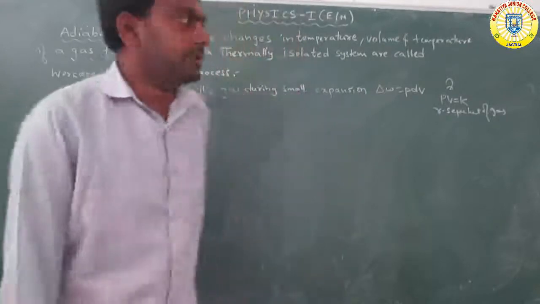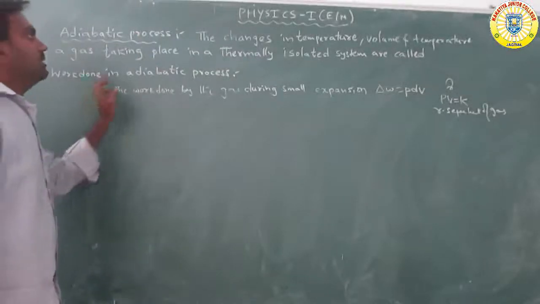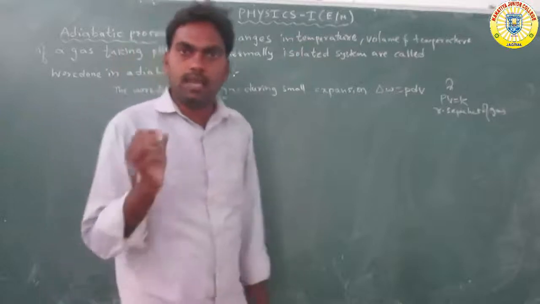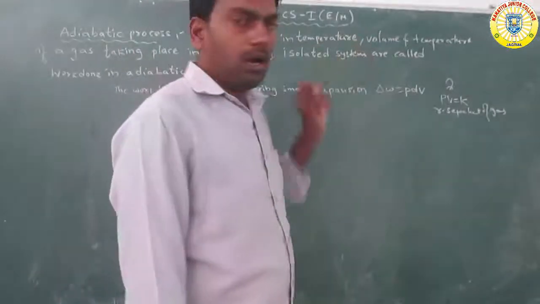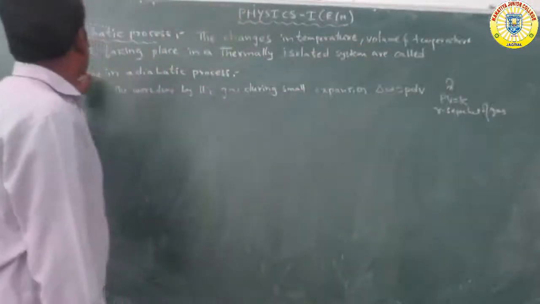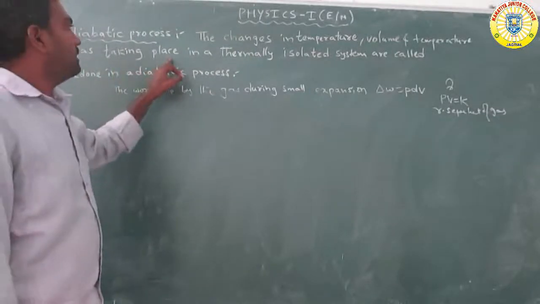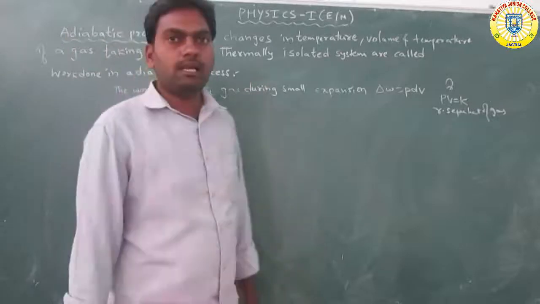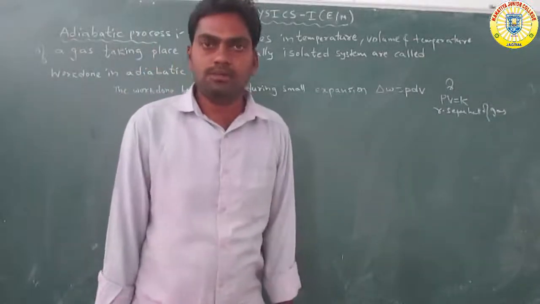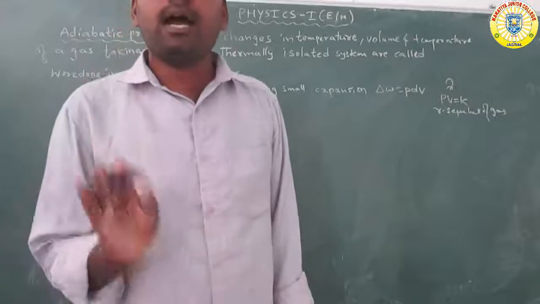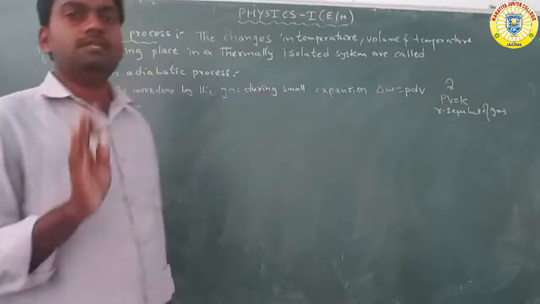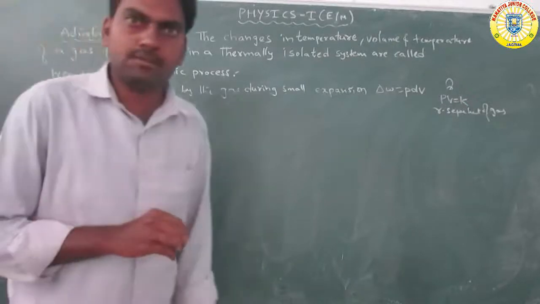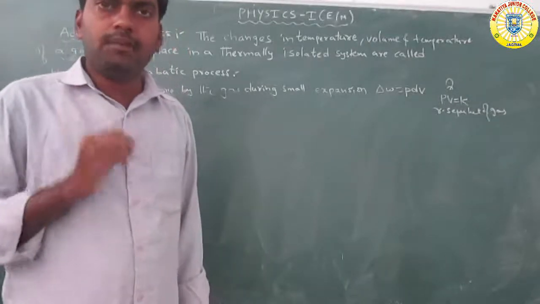In the adiabatic process, the temperature and volume of the gas change in a thermally isolated system. That is called an adiabatic process. So what is the meaning of the adiabatic process?